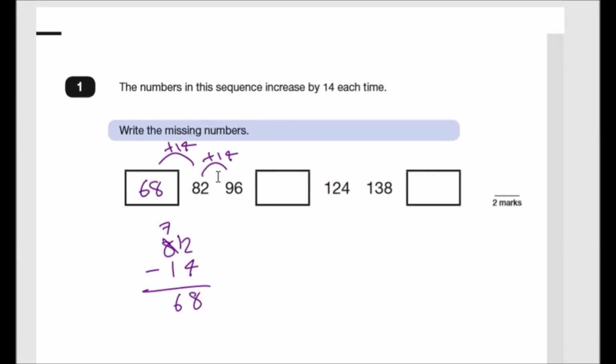For the rest of them, you add 14 to 96, so add 10 is 106, add 4 is 110, and so on. Add 14 here as well. Adding 10 is 148, and adding 4 more, 152. So just a quick way to add. So always partition 10 and 4. And that's it. Moving on.